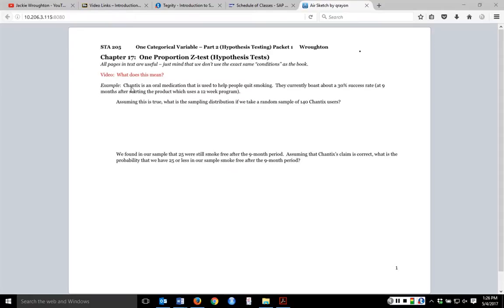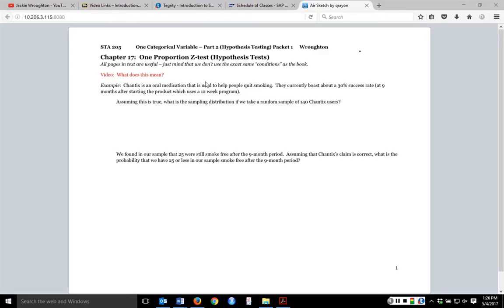Suppose we have a good example here where Chantix is an oral medication that's used to help people quit smoking, if you've never heard of it. They currently boast about a 30% success rate. So meaning that 30% of the people that use the medication will no longer be smoking after 9 months after starting their 12-week program.